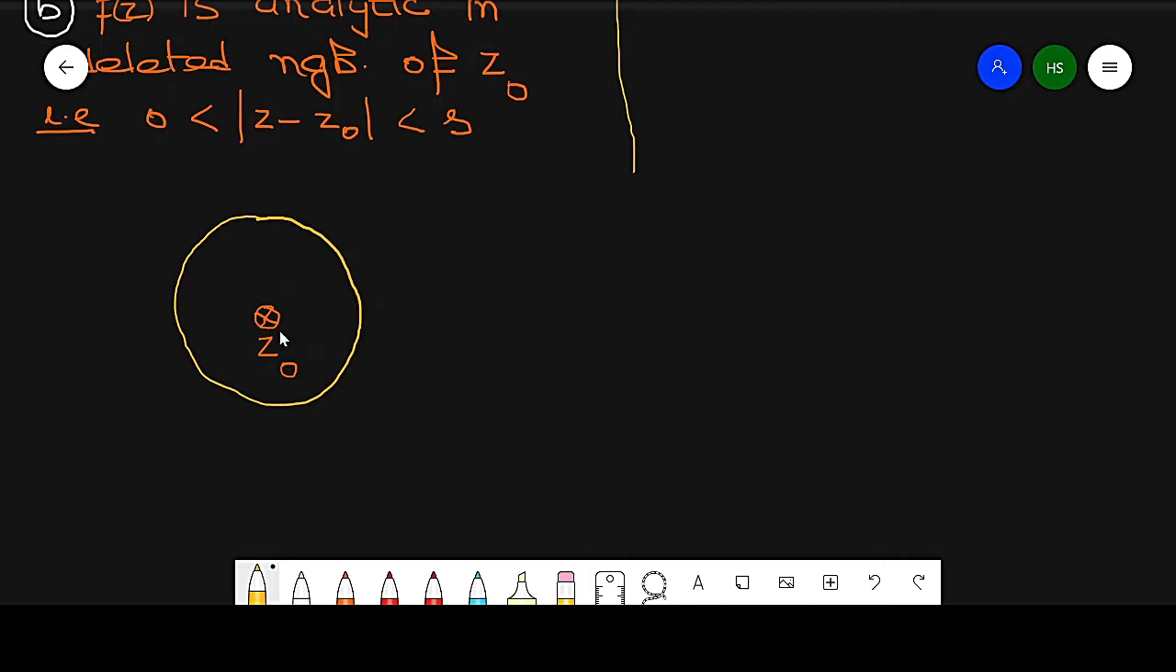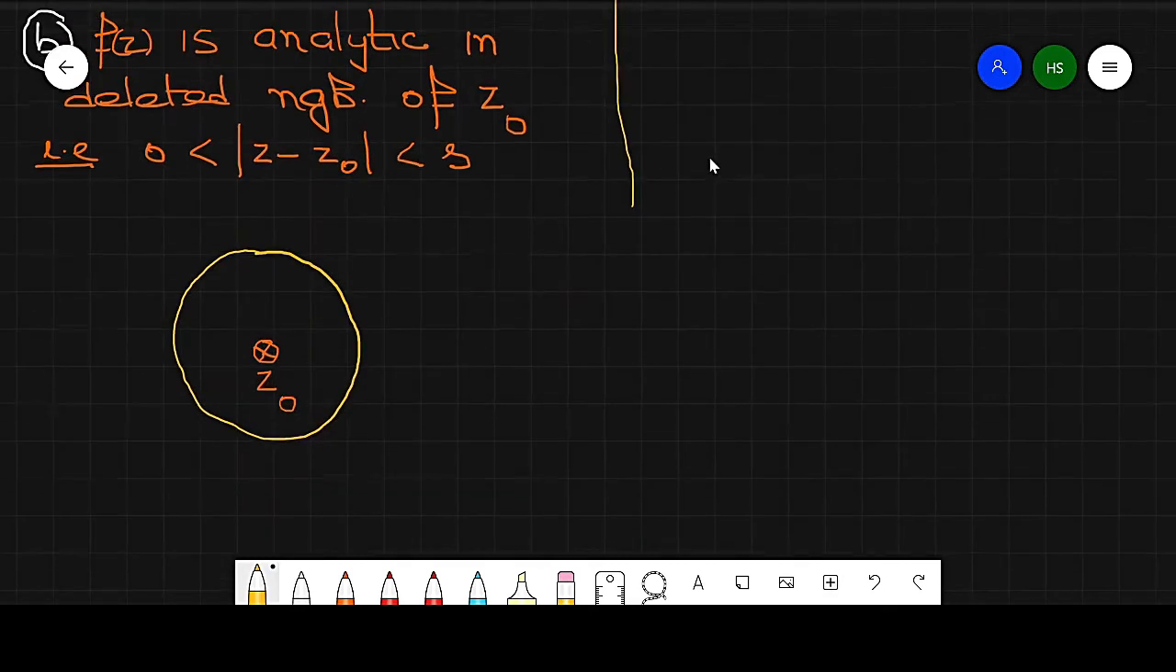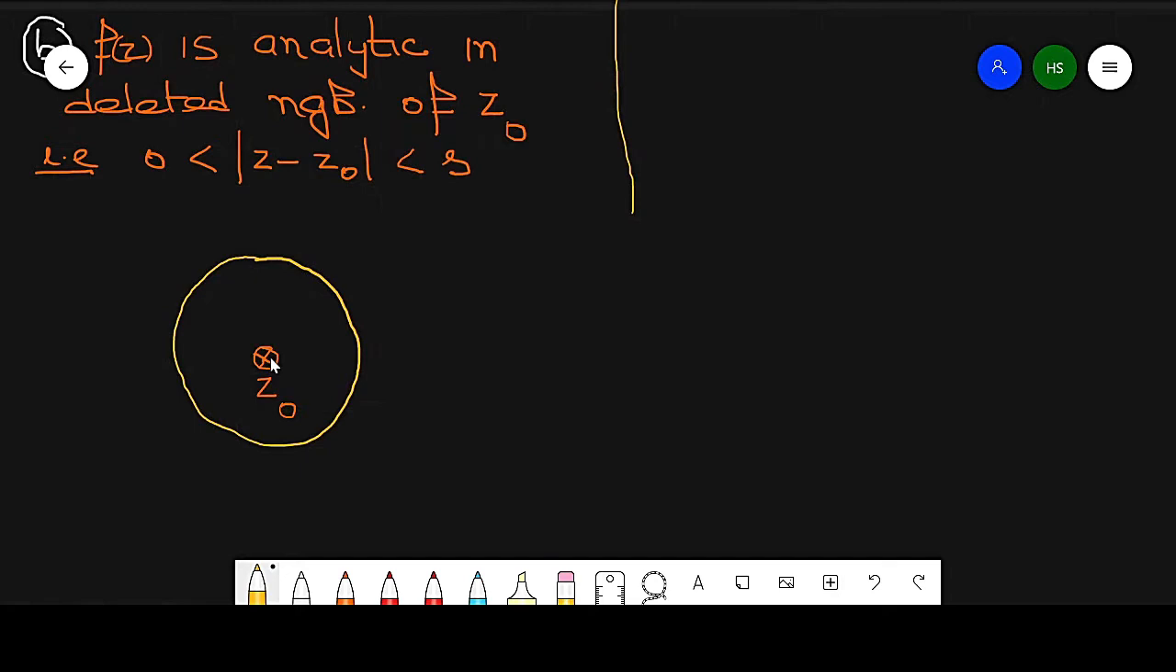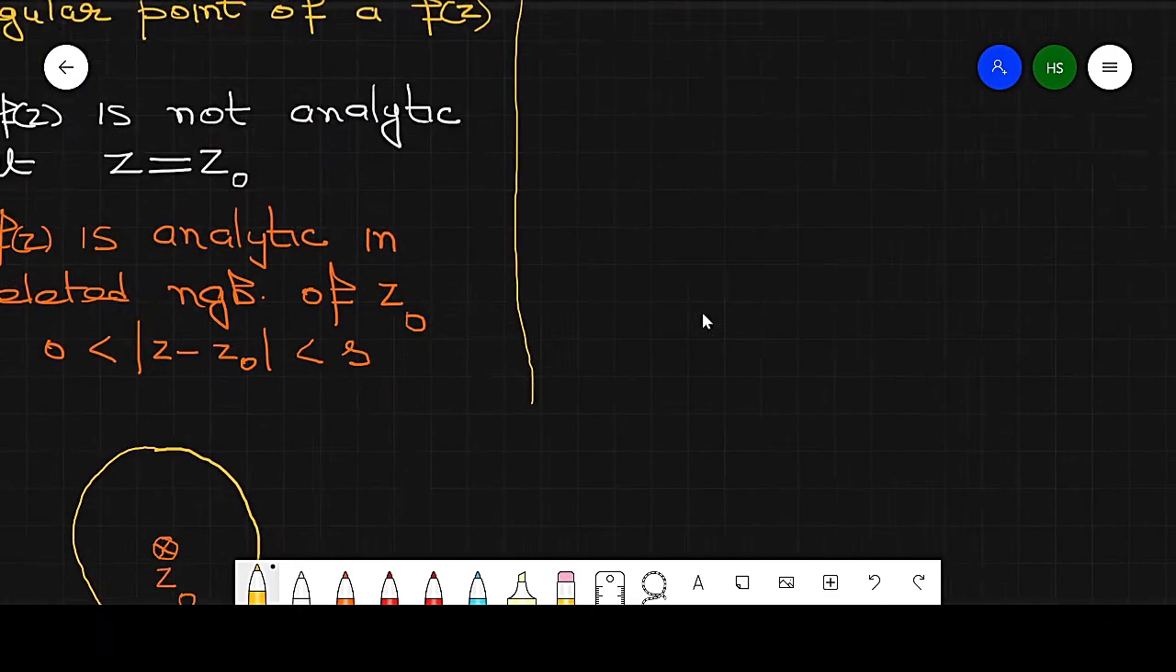It is called an isolated singular point of a function f(z). And second is non-isolated. In non-isolated, the function is not analytic at this point, and also there exists at least one point in its neighborhood at which it is again not analytic. So that is called a non-isolated singular point.